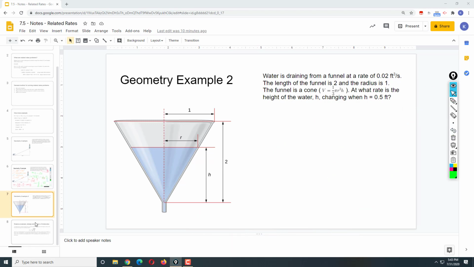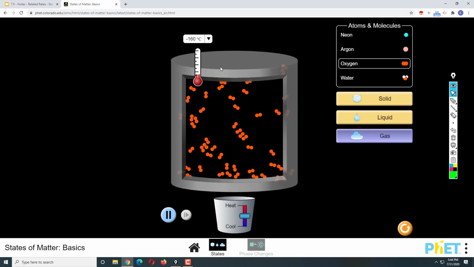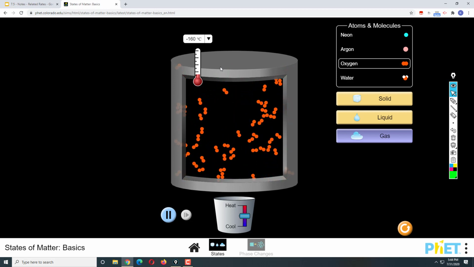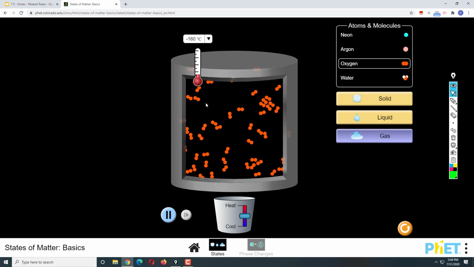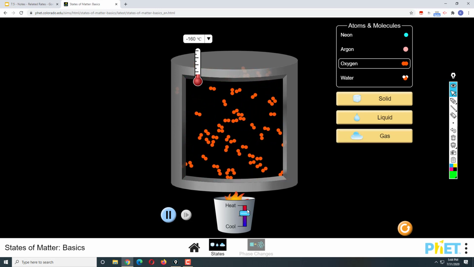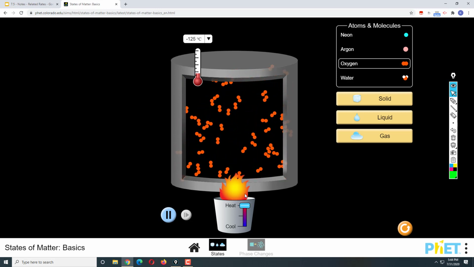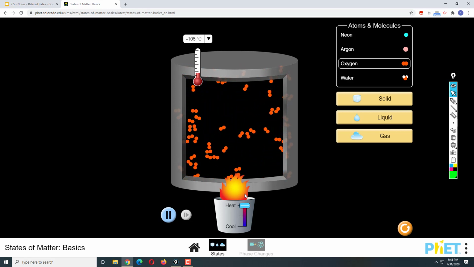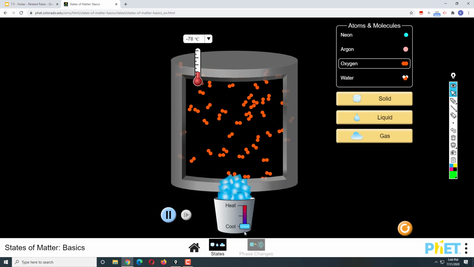One more example. Here's an example from science: energy and motion of molecules. So, for example, here's a gas. All matter, like gases, liquids, solids, are made of molecules. Here's a gas of oxygen molecules. Oxygen is O2. Each molecule has 2 oxygen atoms. When it gets warmer, see the temperature is increasing. It's getting less and less negative. The molecules move faster and faster. So really, temperature is just a measure of how fast the molecules are moving. And when it gets colder, the molecules move slower.